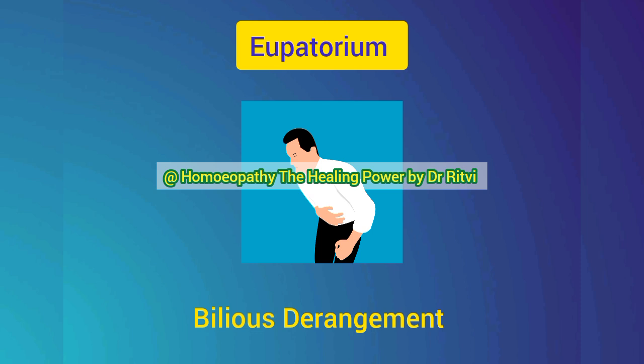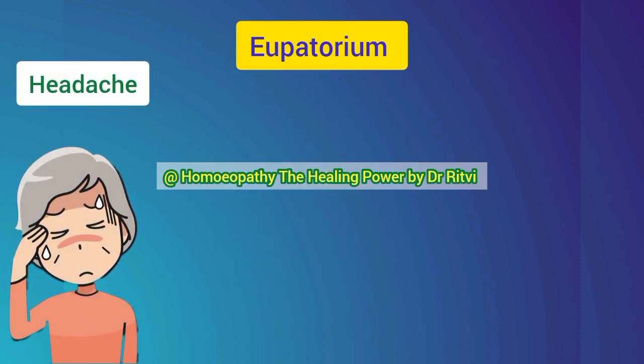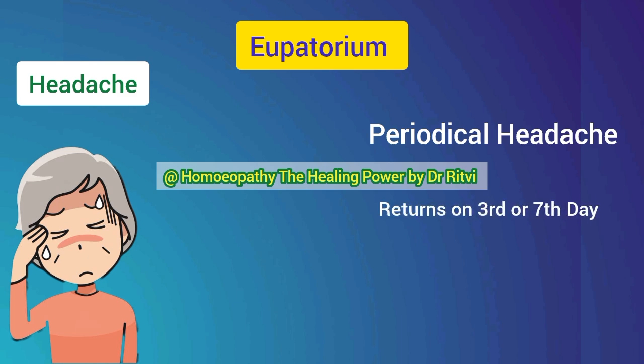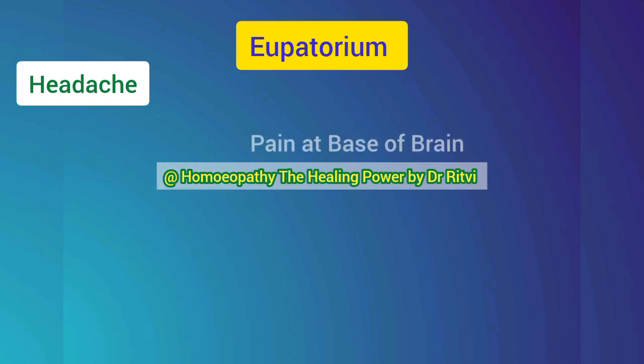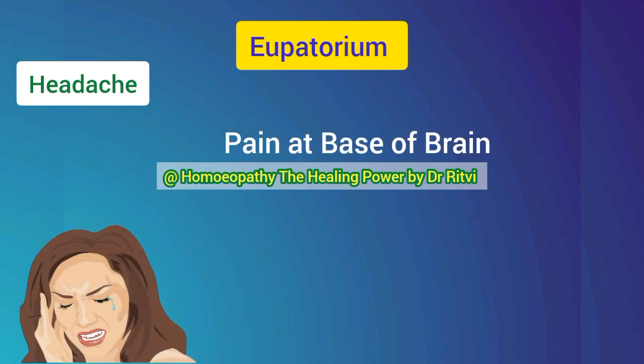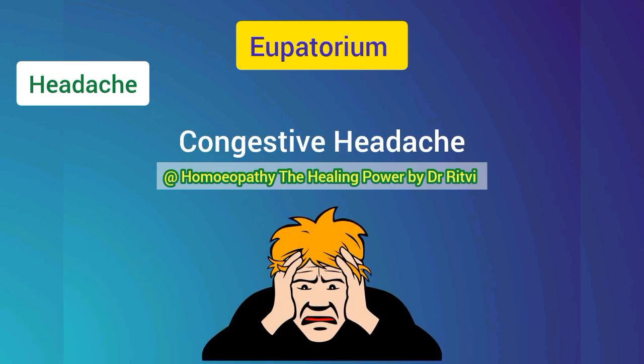So friends, one by one, let's see the indications of Eupatorium, starting first with headache. Friends, in Eupatorium, the patient suffers from periodical headache. That is, the headache returns on every third or seventh day. The patient suffers from headache and this pain is felt by the patient at the base of the brain. Especially here the congestive type of headache is seen, and that is why the patient feels as if the head is going to burst because of the severe pain.